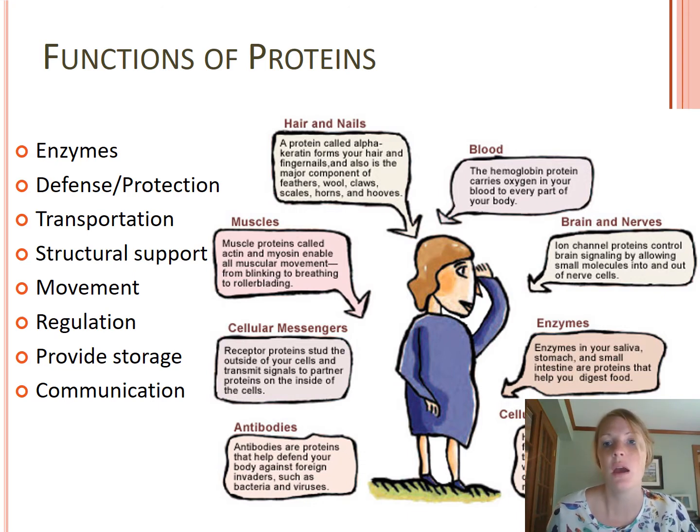It could be things that are found in the extracellular matrix that are important for strength or important for flexibility. Proteins make up all of your filaments of the muscle and the strength of the skin. They're important for hormones. A lot of hormones are protein-based molecules. They're important for providing storage, important for communication like receptors, just so many different functions of the body.